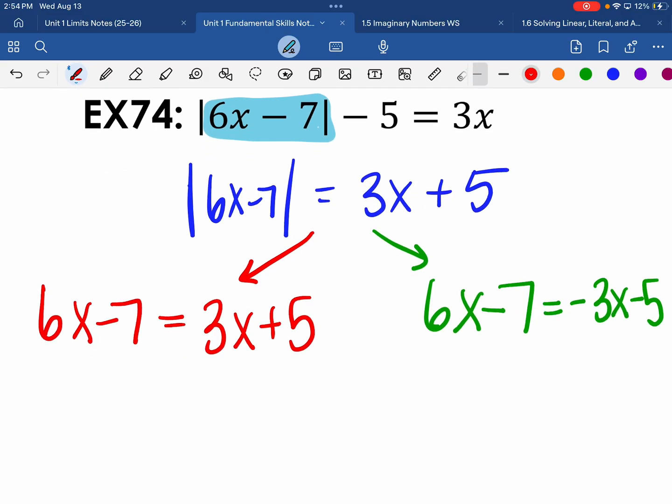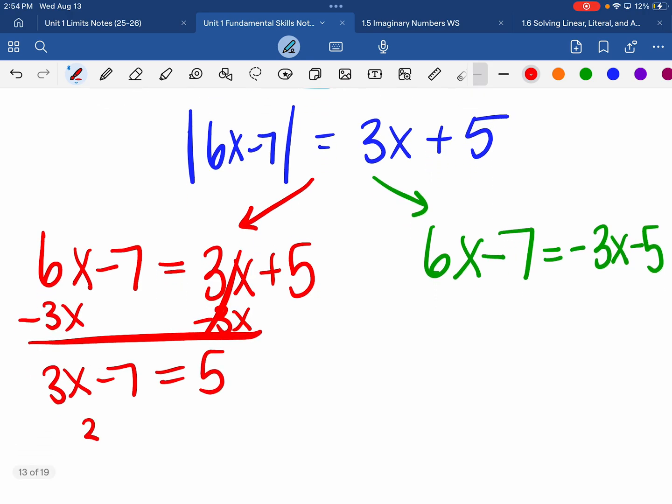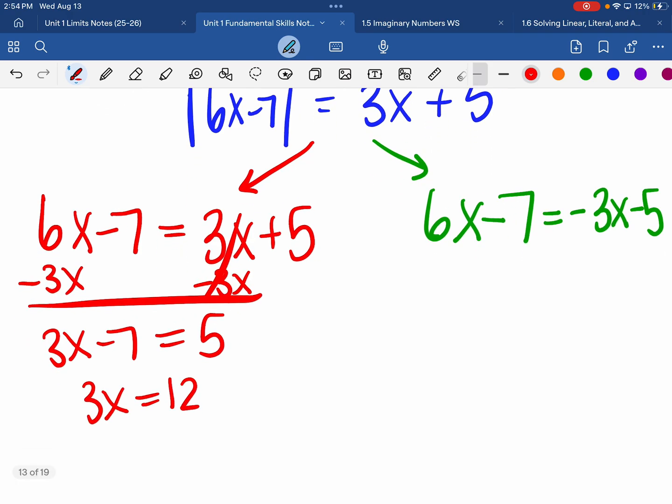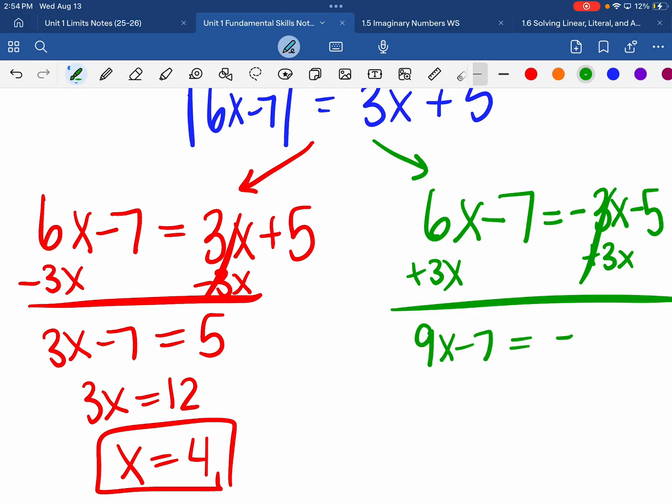All right, and now we're going to solve. So I'm going to minus 3x. 3x minus 7 equals 5. Add 7, which is going to give you 12. And divide by 3, which is going to give you 4. Then we're going to do the same thing over the other side. We're going to add 3x, which is going to give you 9x. We're going to add 7 to the negative 5, which is going to give you 2. And then we're going to divide by 9, which is going to give you 2 over 9.